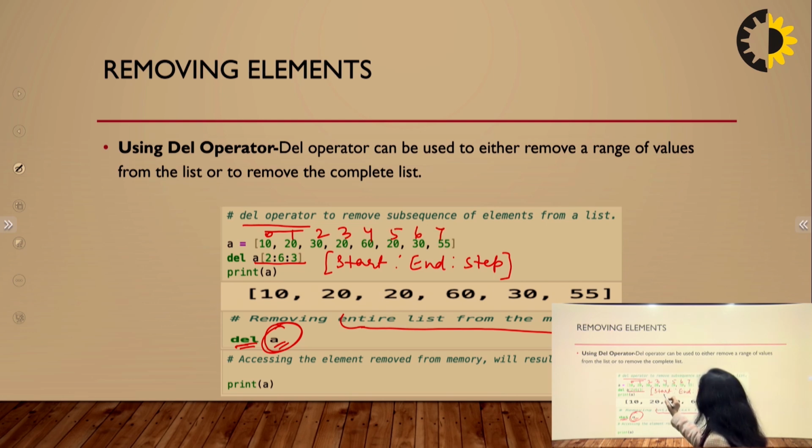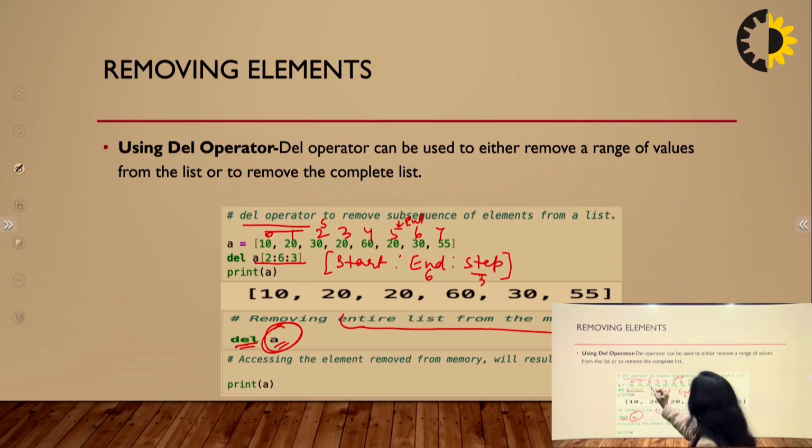Okay, we need to start from index 2, that means somewhere here it will start, and we have to end before this value. So the end value is 6, and we need to end before this. That means somewhere here we need to end at index 5, and we need to take a step of 3.